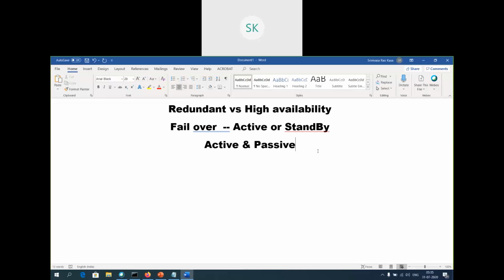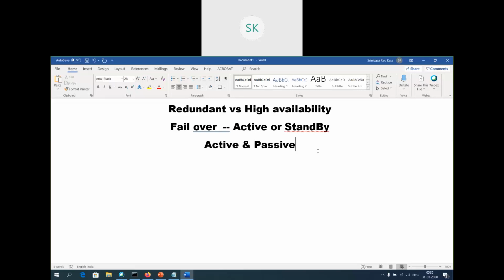So how to achieve that? By connecting another switch, so that particular network is going to come into the picture without impacting my business requirement. That is what we talk about as redundancy.